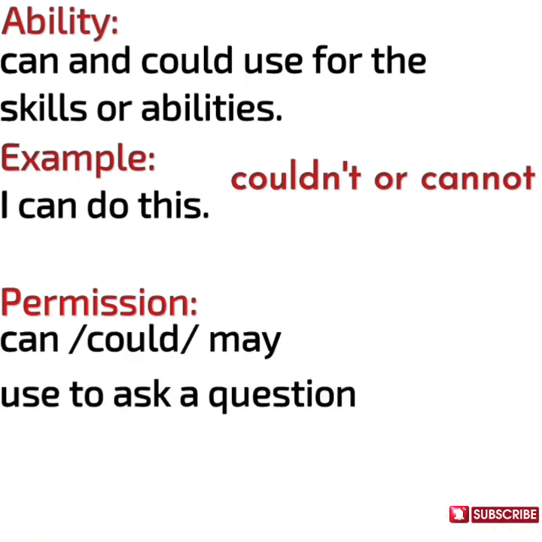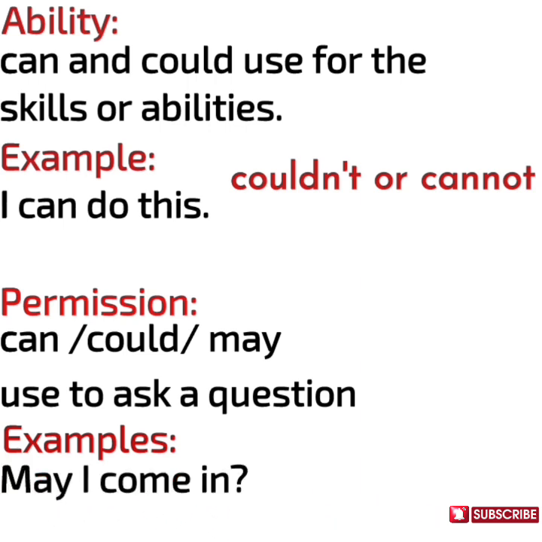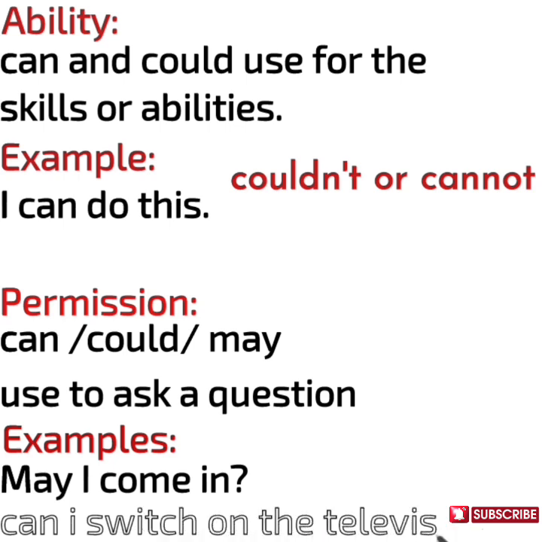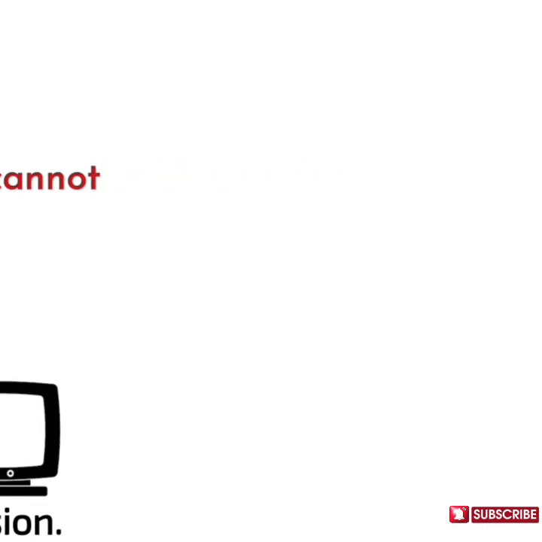Fourth, permission. Can, could and may are also used as modal verbs of permission, to ask somebody a question in a polite way. For example, may I come in? So here may is a modal verb of permission. We are asking somebody in a polite way, may I come in, for permission.